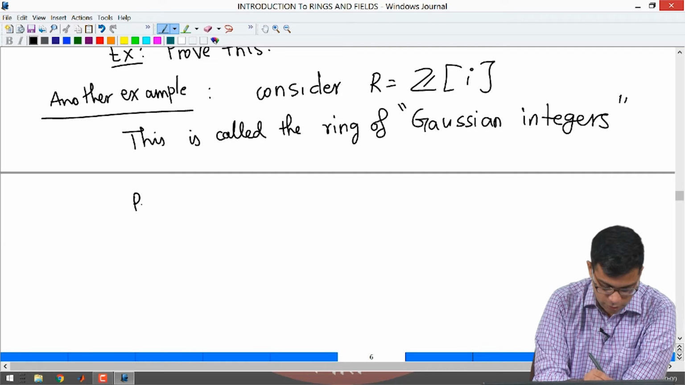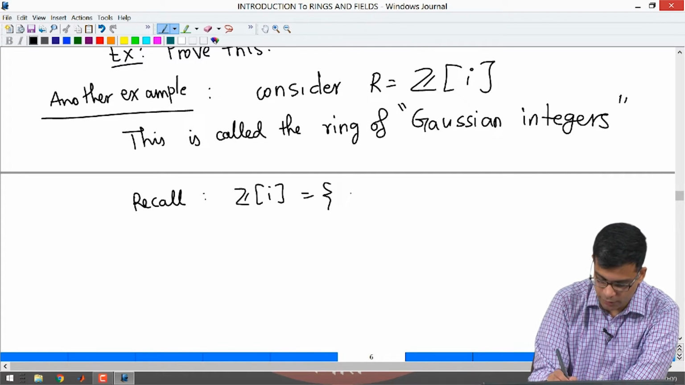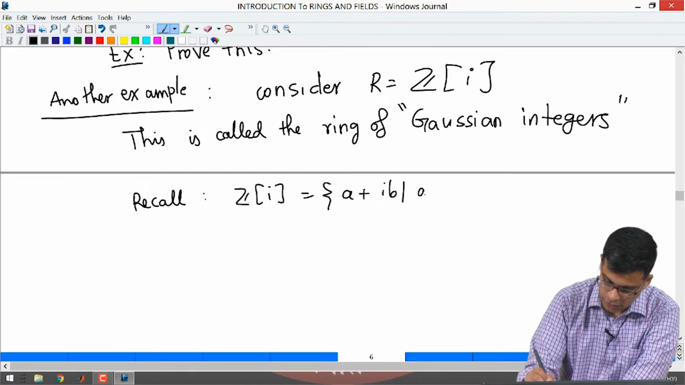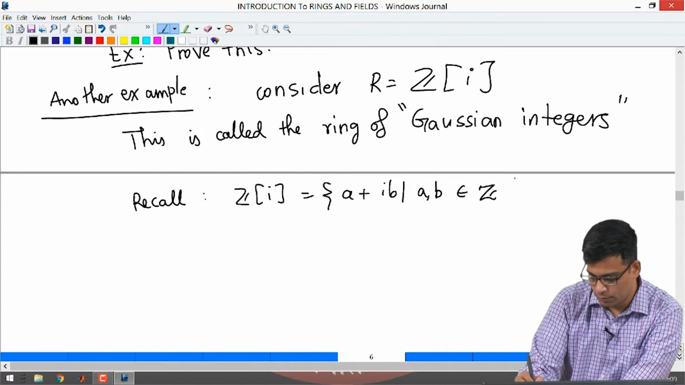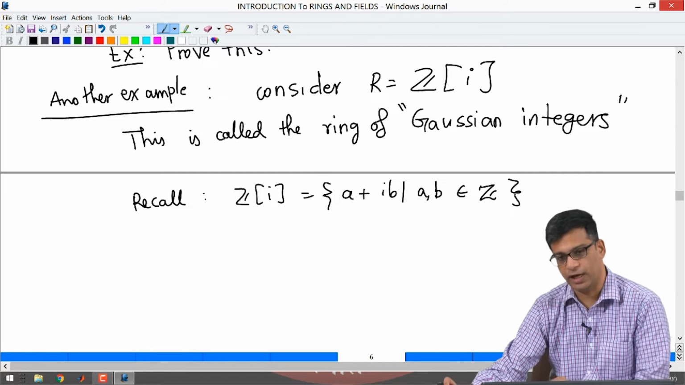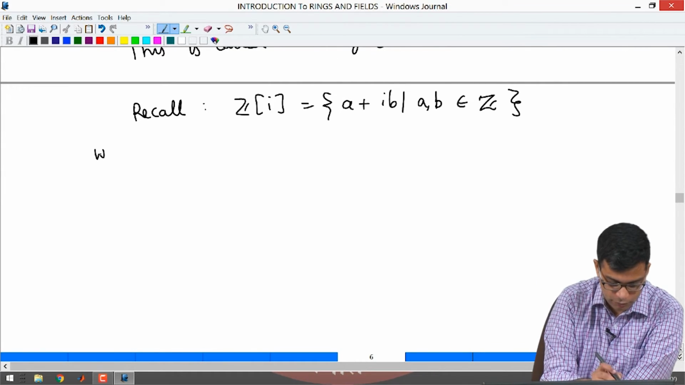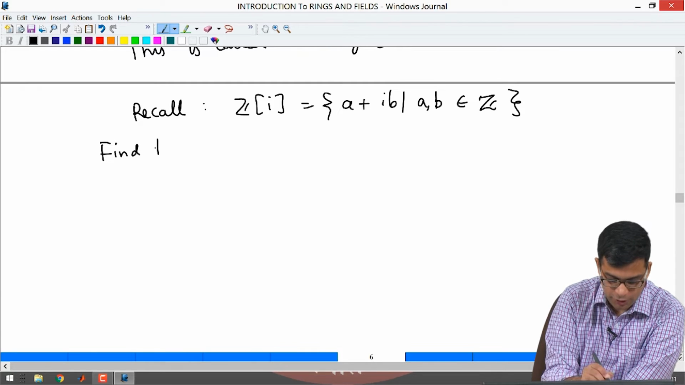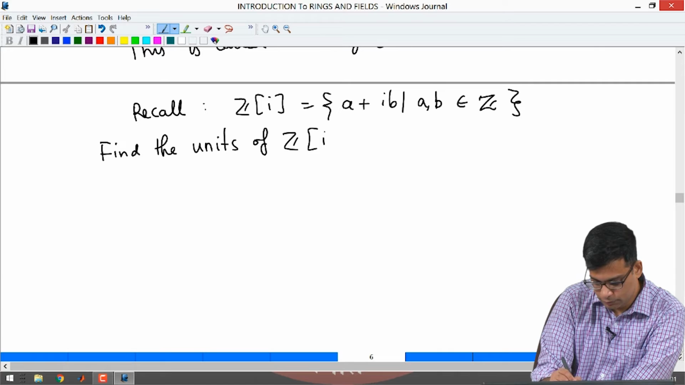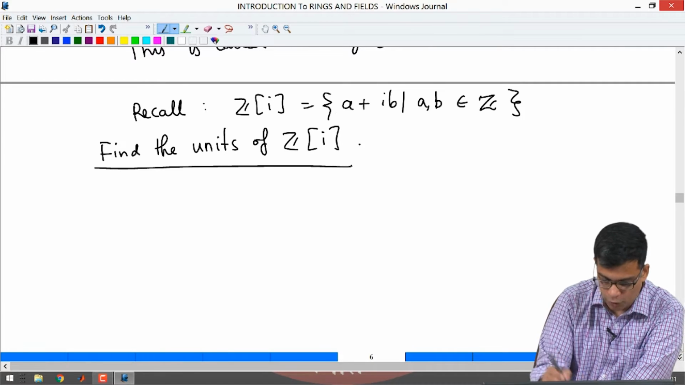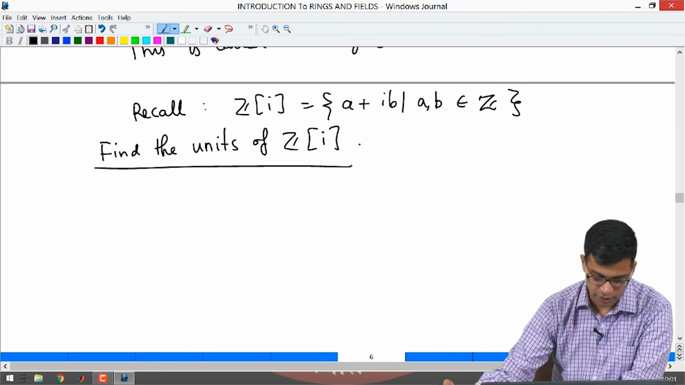Remember, I told you what this is earlier: Z[i] is the set of elements, a subring of the complex numbers, where you look at elements of the form a plus ib, where a and b are integers. Okay, so what are the units of Z[i]? That is a problem that I want to do now, so you get used to working with rings. Find the units of Z[i].